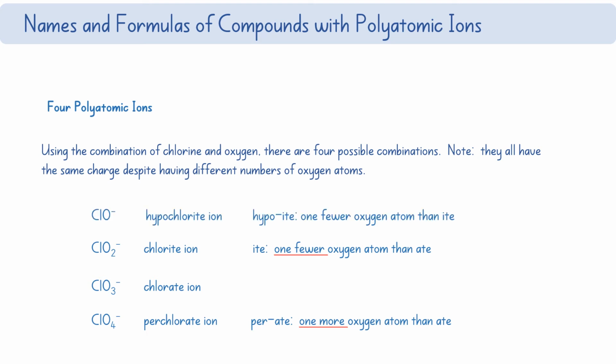The last one is hypochlorite. Hypo-ITE means that it has one fewer oxygen than ITE. As you can see, it has 1, ITE had 2, ATE has 3, perchlorate has 4.